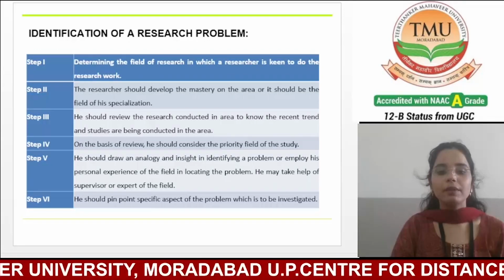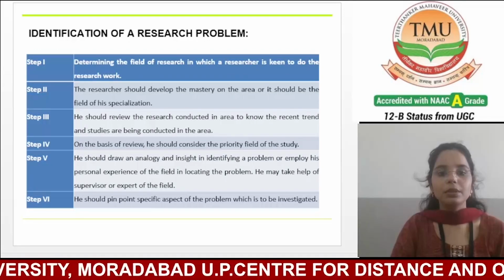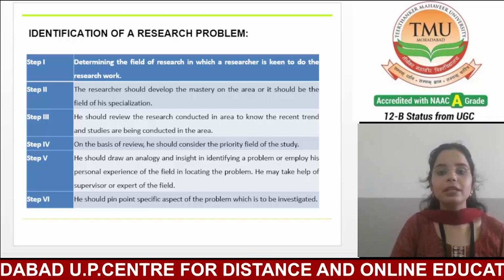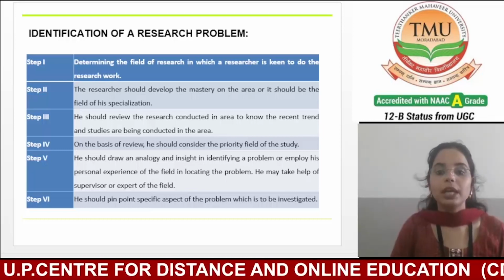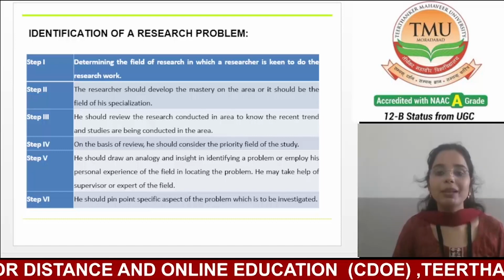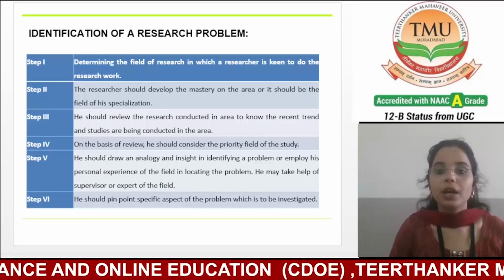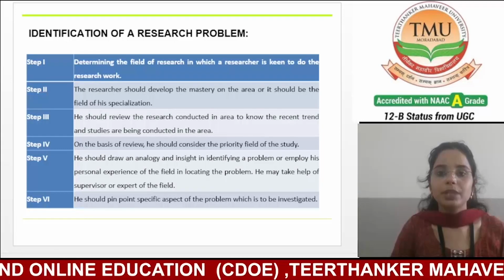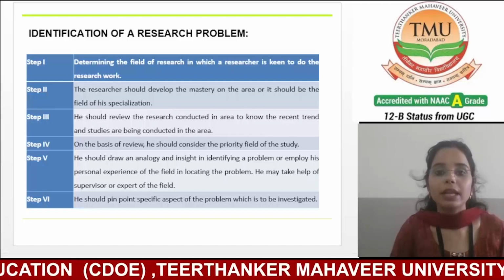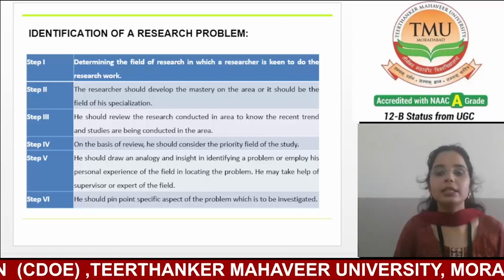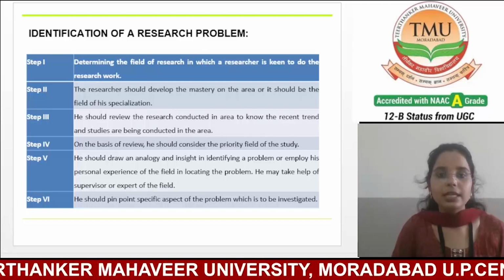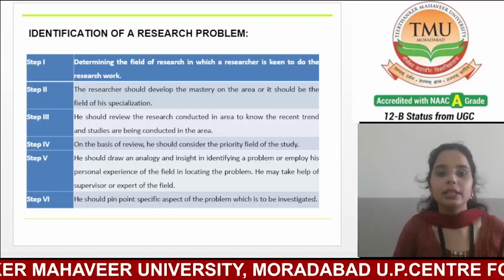So if we talk about the research problem, basically identifying a research problem is a fundamental step in the research process, and it involves several key stages that guide the researcher in pinpointing a meaningful issue worth investigating. These 6 steps help to ensure that the problem is well defined, relevant and researchable. So here are the key stages of identifying the research problem.